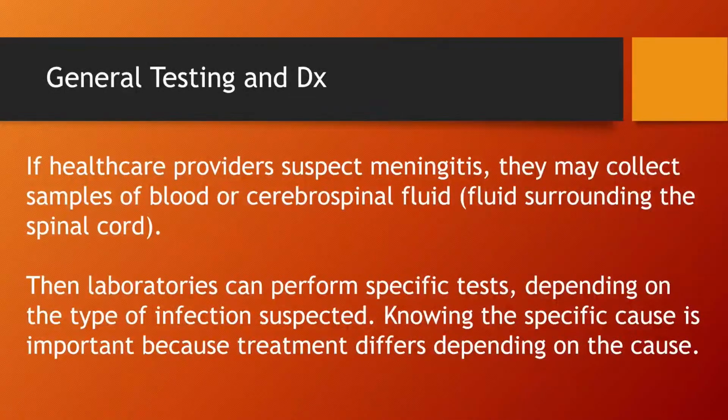So if healthcare providers suspect meningitis, they must collect samples of blood or cerebrospinal fluid. That's the fluid surrounding the spinal cord. This can be done sometimes, especially when it comes to the cerebrospinal fluid, they usually do a spinal tap. Okay? So the laboratories can perform specific tests depending on the type of infection suspected. Knowing the specific cause is important because treatment differs depending on the cause.